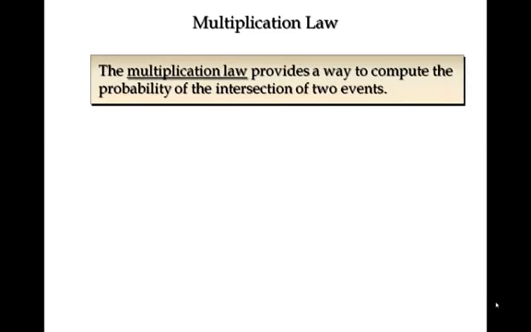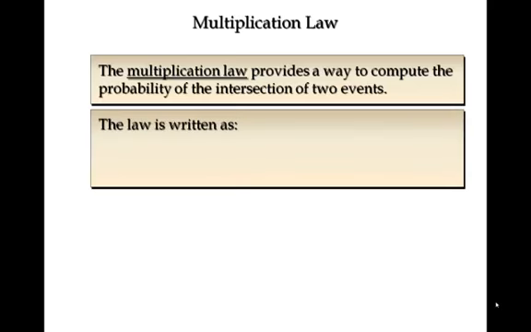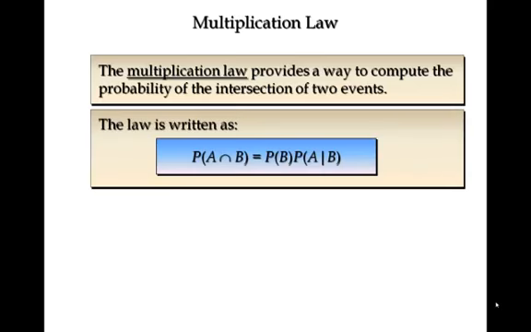The multiplication law, finally, is a way to compute the probability of the intersection of two events. Remember, we could have computed this directly from the example shown earlier, but this is another way. And this is how the law is written. The probability of A intersection B equals the probability of B times the probability of A given B. As you will see, it's just a mathematical rearrangement of the previous equation for conditional probability.